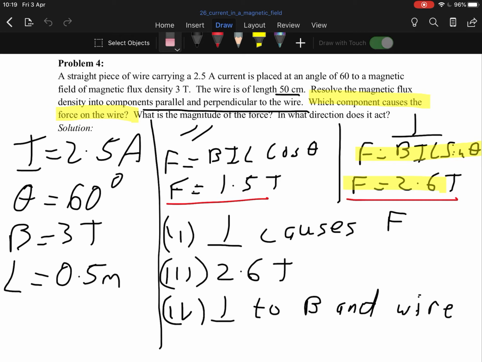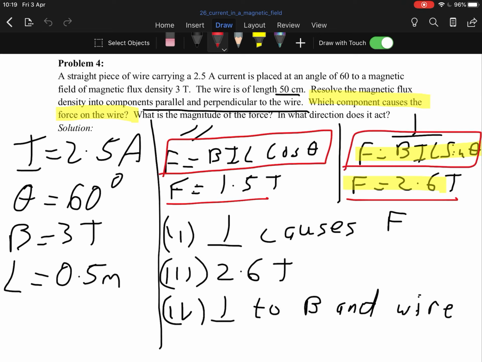It was brought to my attention that I made a maths error here, and when I double checked, it turns out it's correct. So when we did these values here, F equals BIL cos for parallel and F equals BIL sine for perpendicular, our values are not these. When I did them, I forgot to insert a value. I think it was the 2.5 or something.